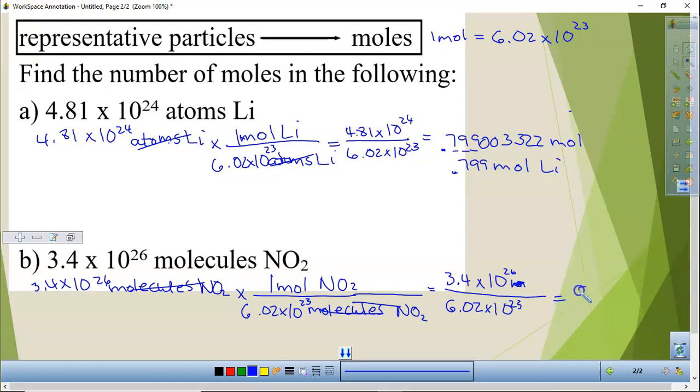a fairly reasonable number, 564.784, and so on. There's a whole bunch of numbers back there. But how many sig figs can I have in this answer? I can only have 2, so I go back here.